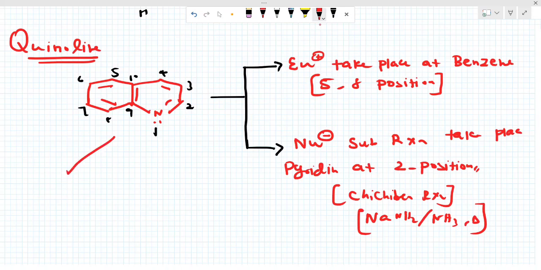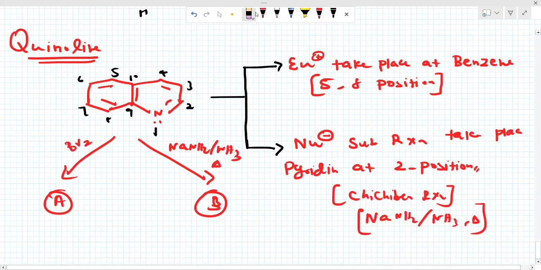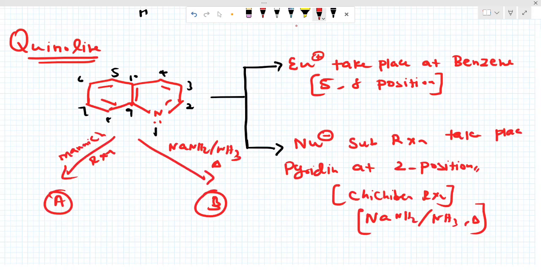Okay, you can write these two questions for the exam. This is A, this is B, and tell the answer in the comment section. Okay, here we can use NaNH2 and ammonia. Tell the answer. In this question, we can use what? We can use Br2. You're going to get confused. Do the Mannich reaction in this question. Tell the answer, combination A and B.